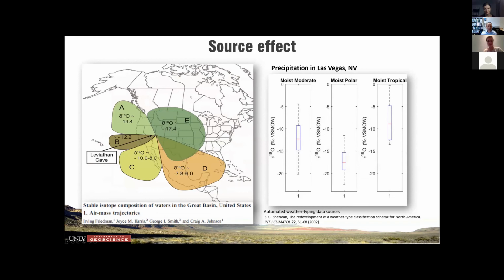When you do that, you'll find that there are often unique sources that have unique oxygen isotope values. So again, just going back to Nevada here, just for example, when we have air masses coming from the polar regions, we have significantly lower delta 18O values versus the tropical regions, which are significantly higher. Then we have some intermediate values in between. So again, work this out for your field area.